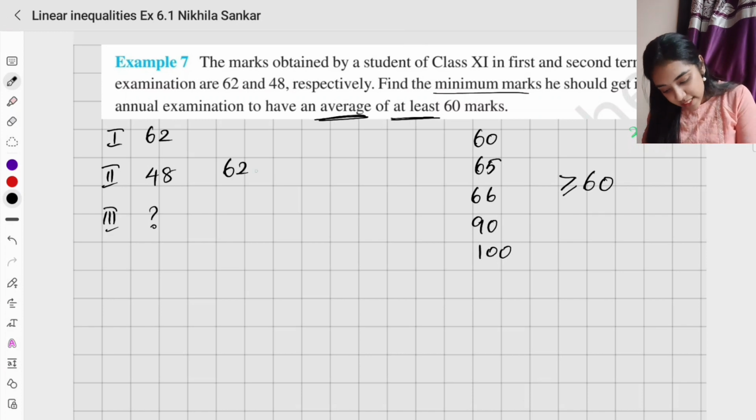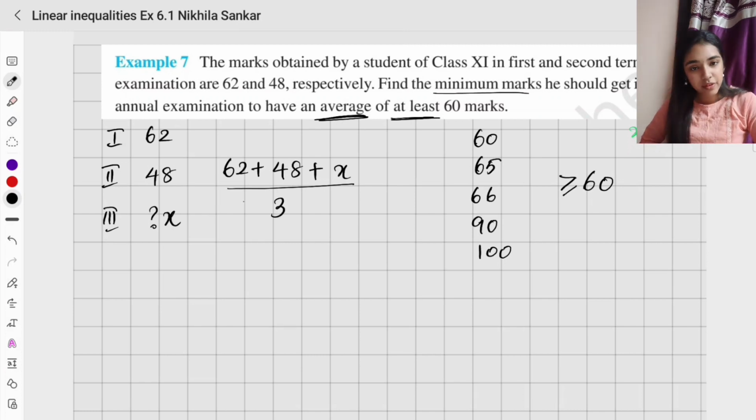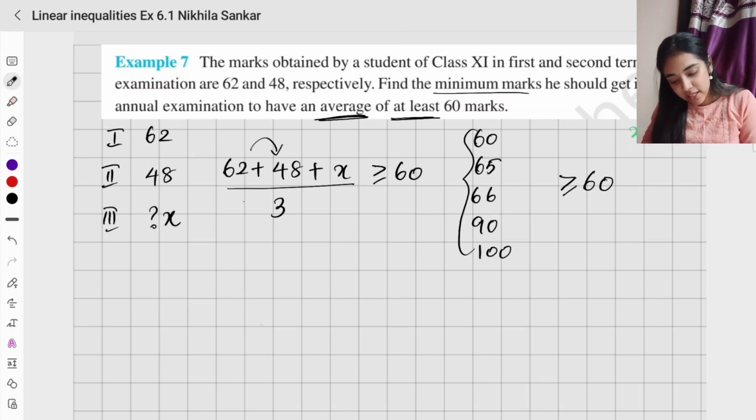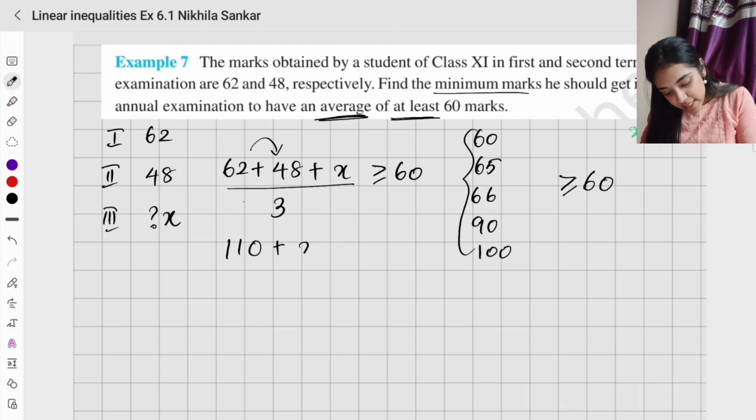Average means 62 plus 48 plus, let me take this mark to be x. I'm taking this as x. For the average I have 3 different marks, so divided by 3. When there are 3 different marks, it is the sum divided by the total number. This average has to be at least 60. At least 60 means greater than or equal to 60. Any mark can come here. So he has to score some value of x for his average to be at least 60. Now shall we solve this? What is 62 plus 48? It is going to be 110 plus x greater than or equal to, I'm going to cross multiply, 6 threes are 18, so 180.